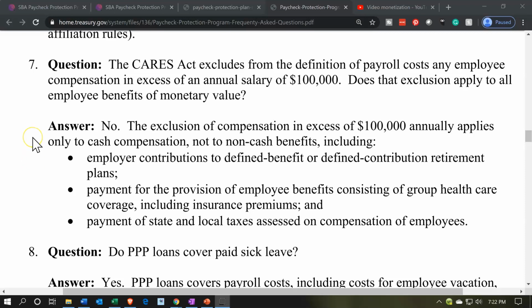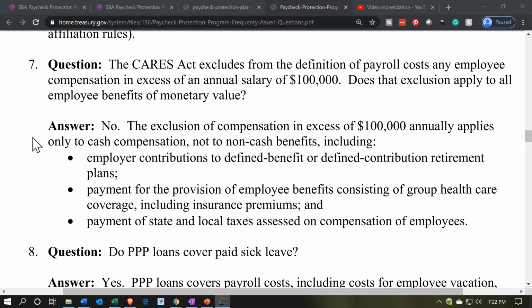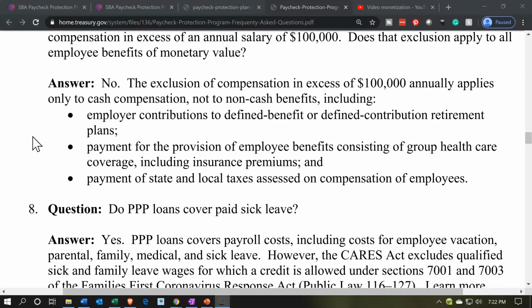So that's a big question right there that probably provides a lot of clarification. So that's going to be included in the calculation for many businesses. So check that one out.